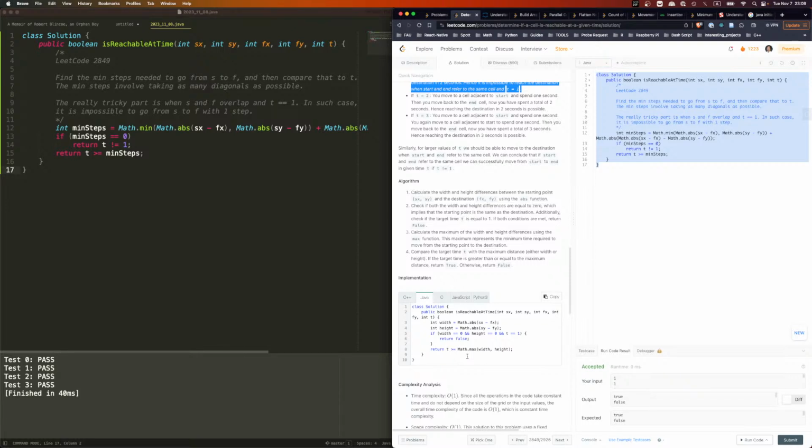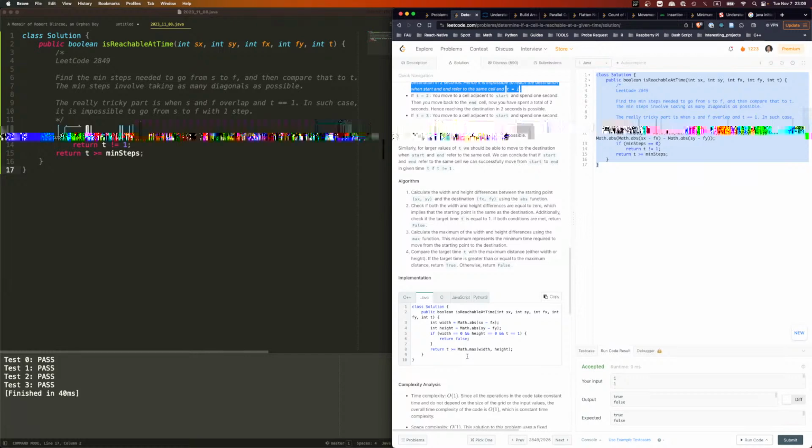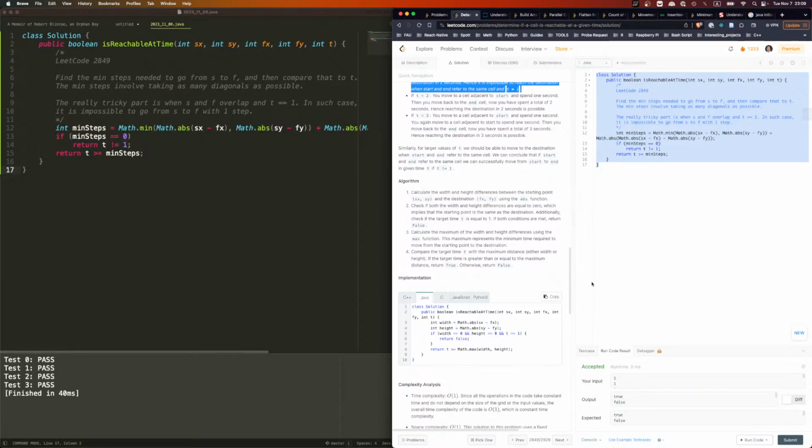Huh, that's different from what I thought. I have width and height, and now plus the difference. So I pick the minimum. Oh yeah, this is the same. This is exactly the same as this one. I just realized, I just found the maximum.